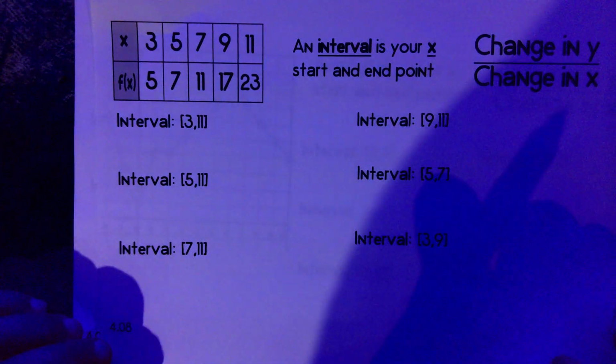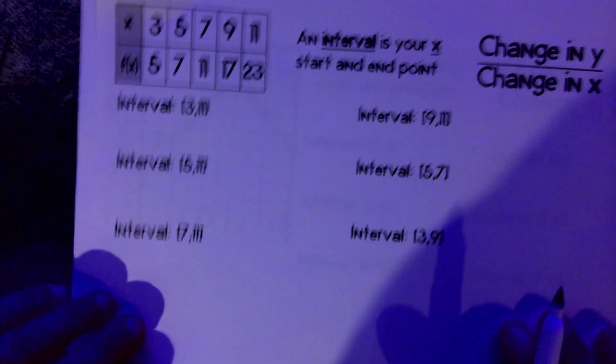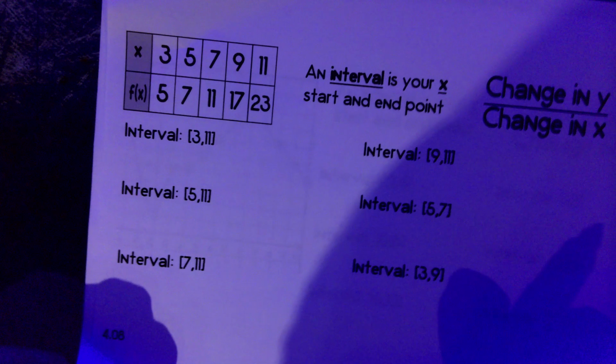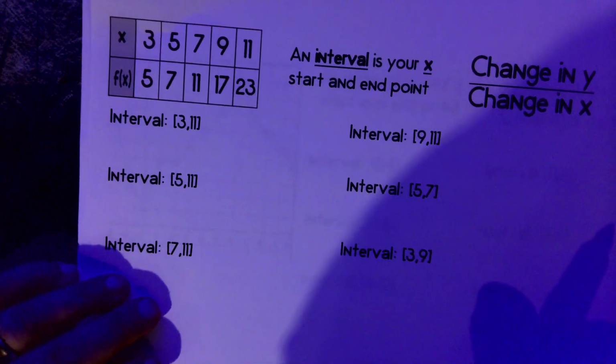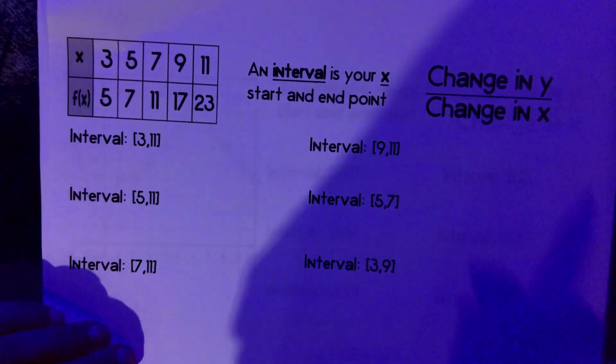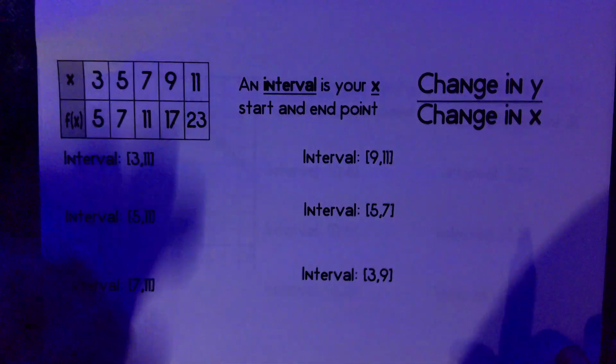You can find the average rate of change from a table by simply finding the change for the y and putting it over your change of your x. So there's a couple things that we need to know moving into it.